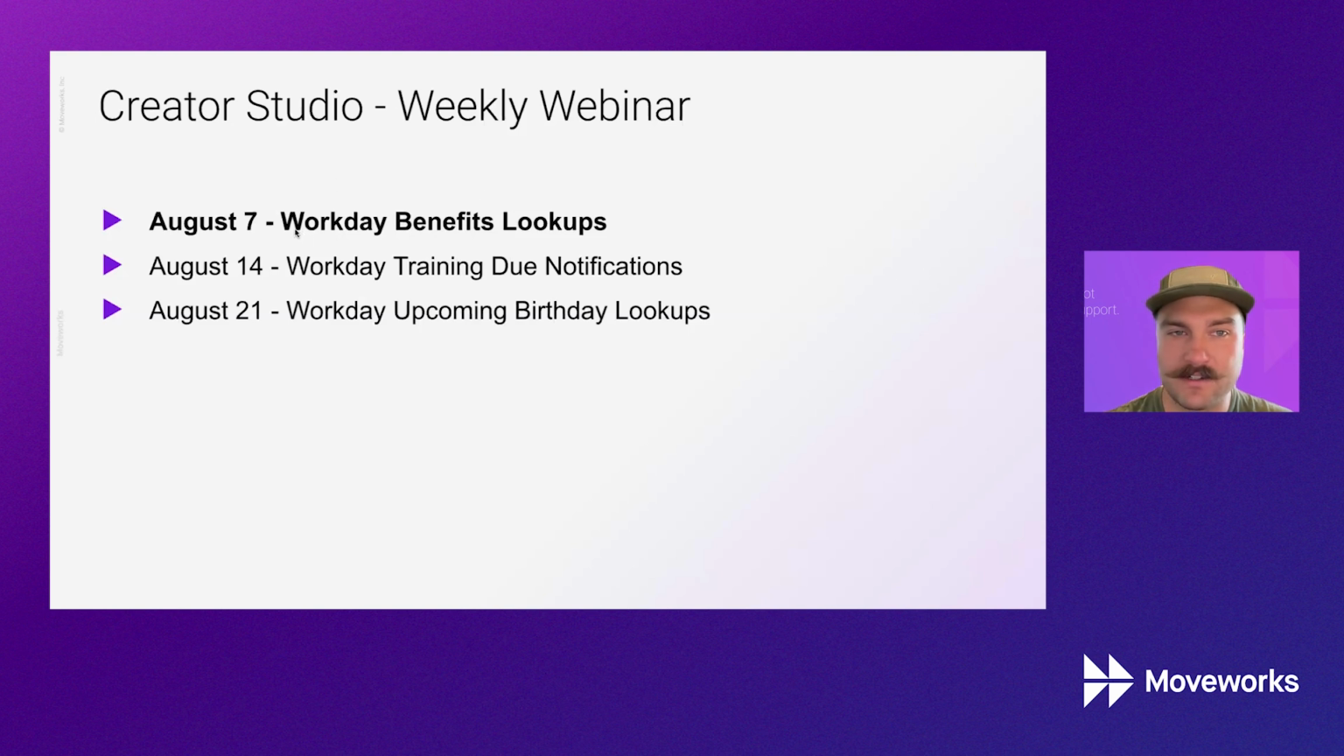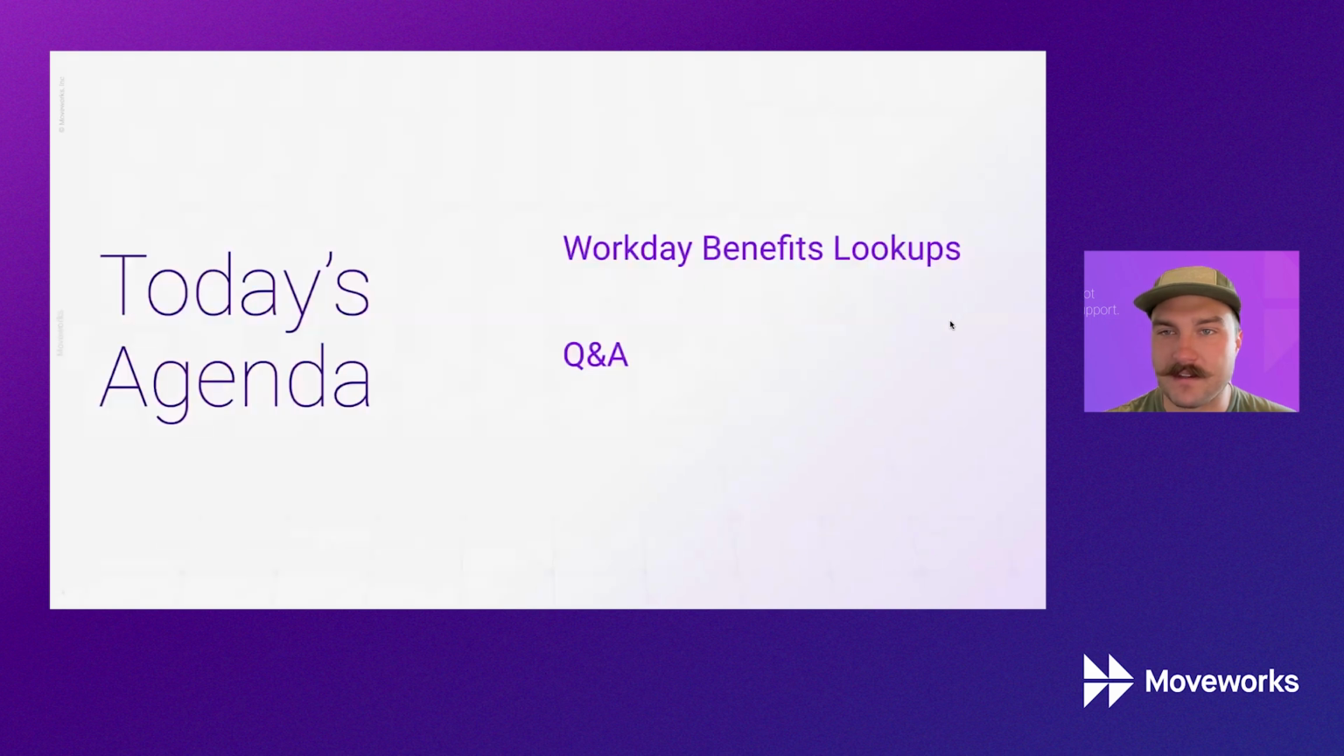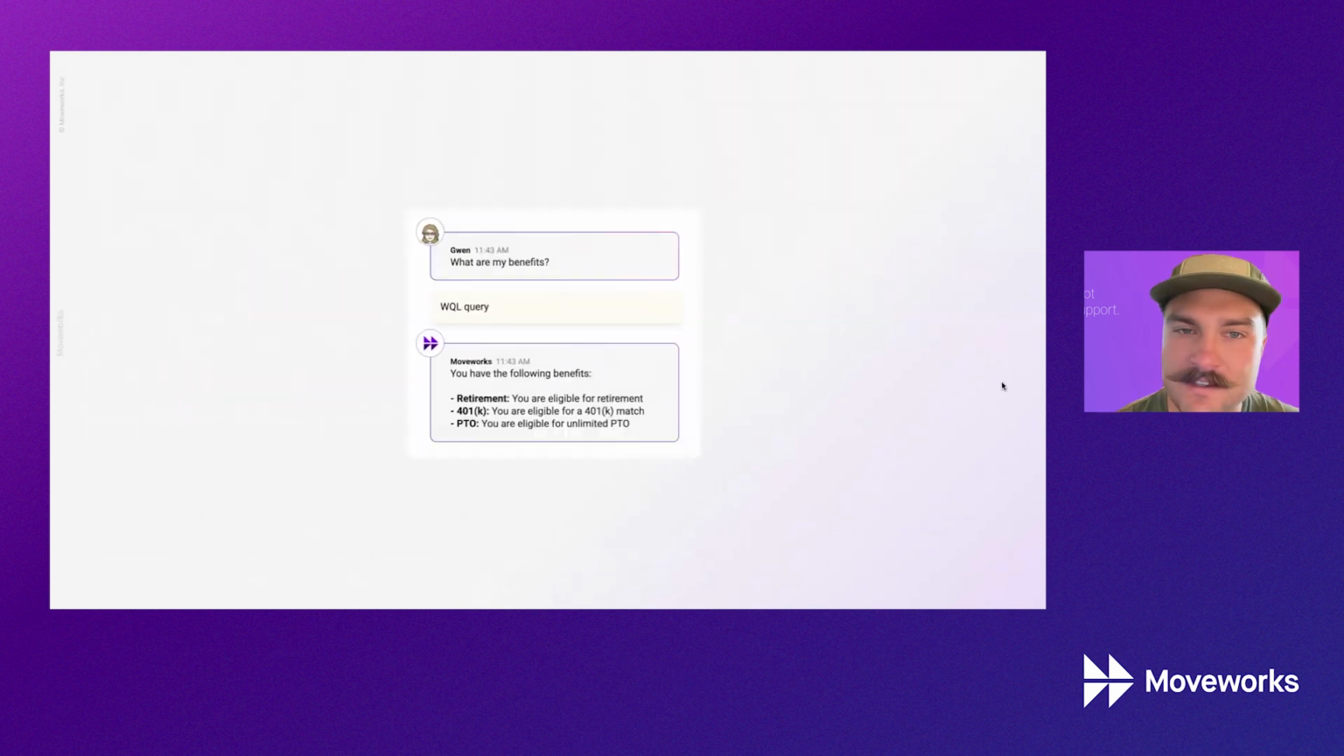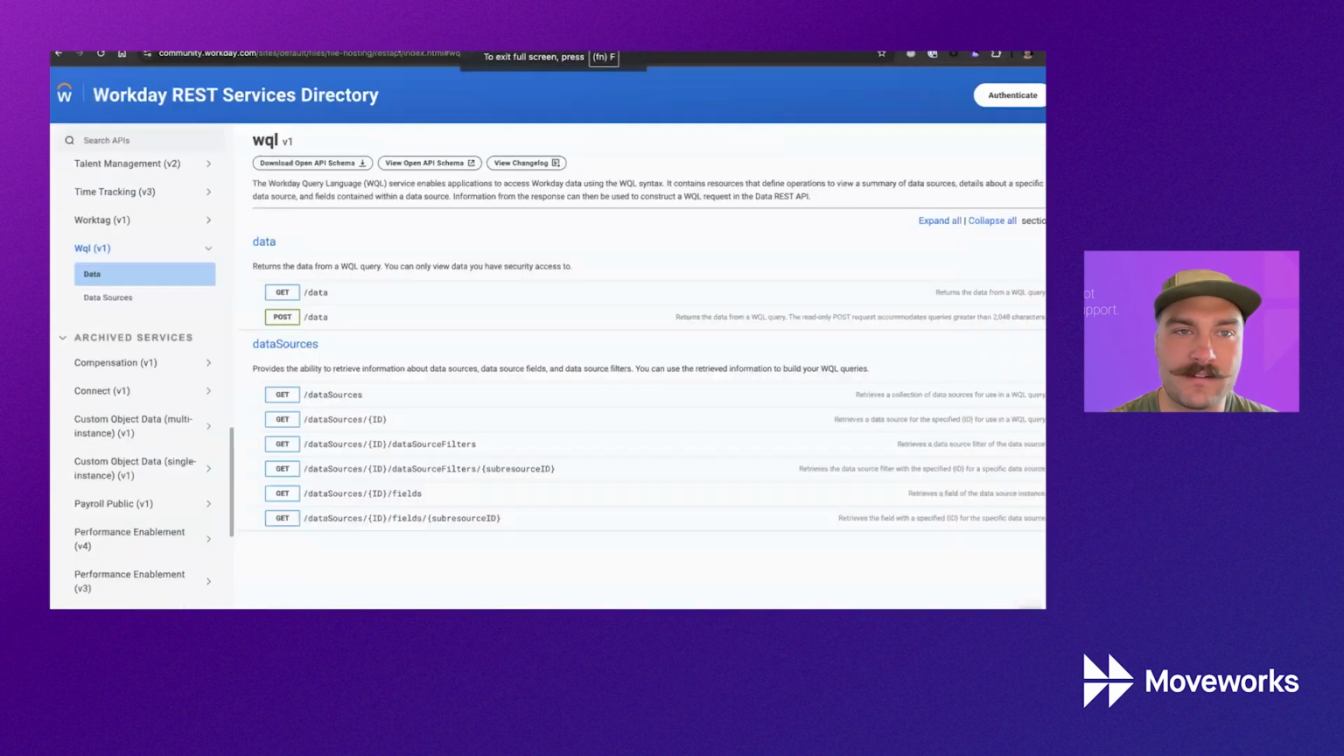But today's session, of course, is Workday benefits lookup. And again, given the time, I'm going to go ahead and give that. So let's go ahead and take a look at that use case. First is the user experience we wanted to design. So this is going to be reliant on the Workday WQL library. Specifically, I want to go ahead and share what this REST documentation looks like.